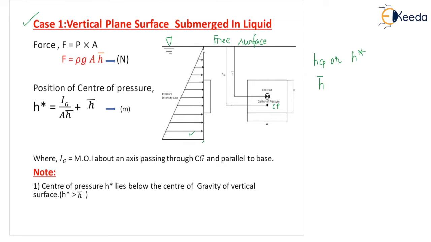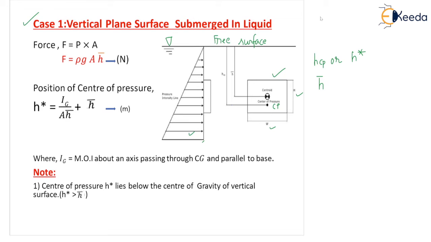So this is the vertical plane surface. You can see pressure intensity lines are shown here, or you can also consider this vertical plane surface and the shape is here, you can say rectangle or square. So h is the height and w is the width, correct? So how to find force? The first thing is we have to find the force.